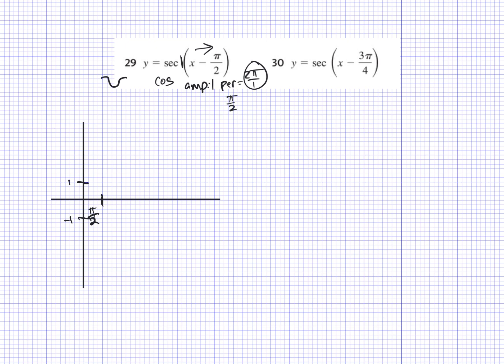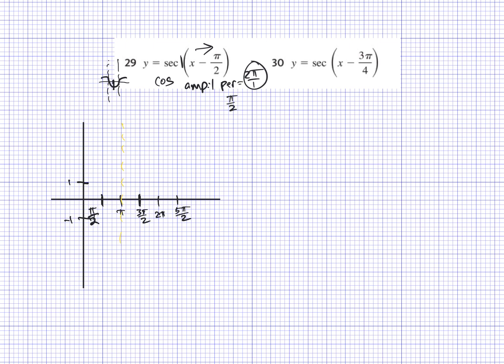And every pi over 2 after that is your mark. So 1, 2, 3, 4. So that's going to be pi, 3 pi over 2, that'll be 2 pi, and 5 pi over 2. All right, so there are asymptotes where the cosine crosses the middle of your x-axis. So the very center of your cosine curve, in this case, is going to be the 3 pi over 2. Each mark to the left and to the right of it is your asymptote.